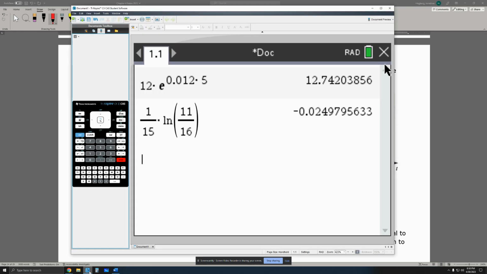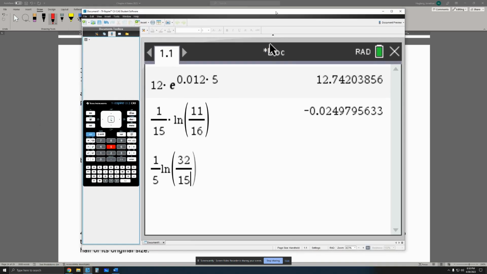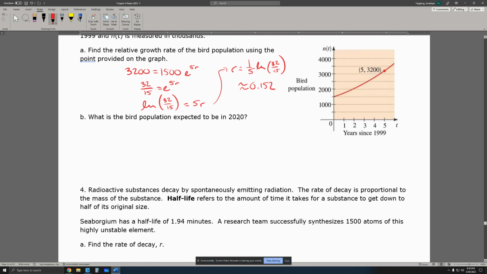Let's go back to our calculator to get the decimal approximation. 1/5, the natural log of 32/15. Control enter. We get about 15%, so 0.152. Okay, so this population is growing at about 15% every year. So what is the bird population expected to be in 2020? Well, if 1 year is the year 2000, then 21 years would be 2020.